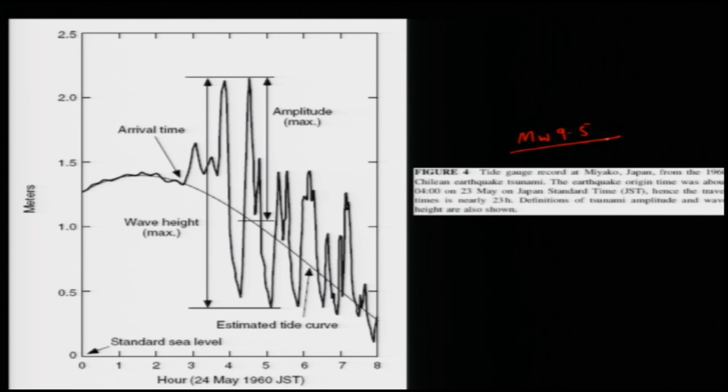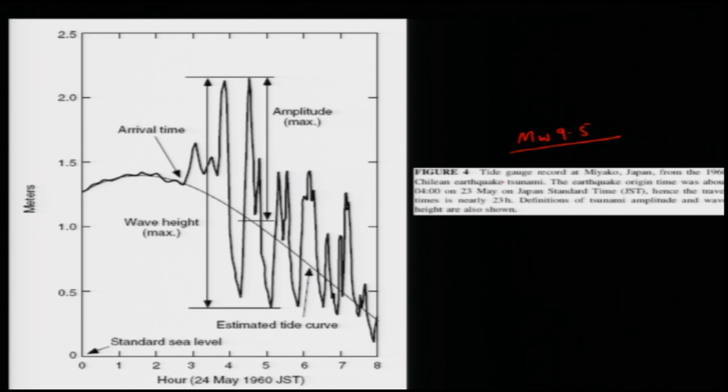This was one of the largest recorded earthquakes, and this tidal gauge has a curve which shows the mean tide level. So, you have high tide, low tide, high tide, low tide, and all that, but suddenly there is a spike which shoots up in this. This portion of the unusual record of the tidal waves was because of the 1960 Chilean earthquake.